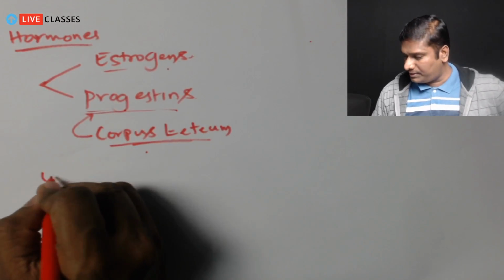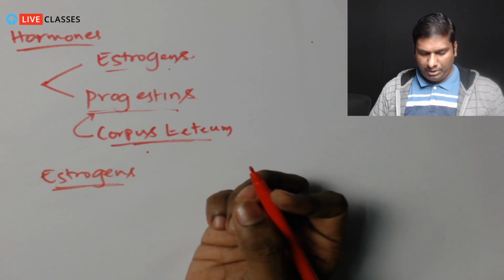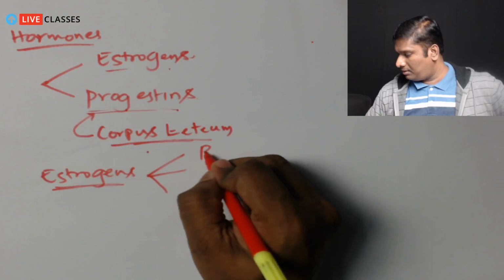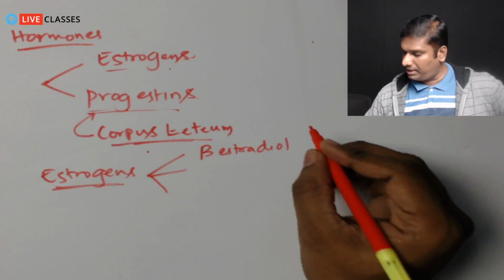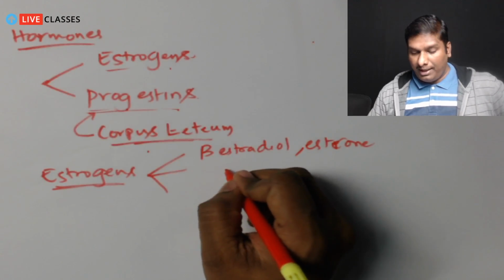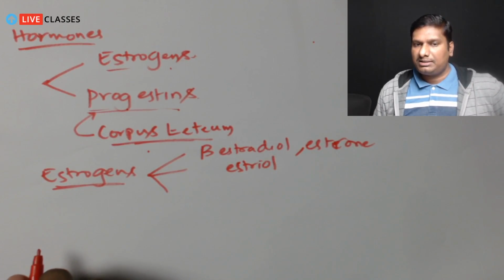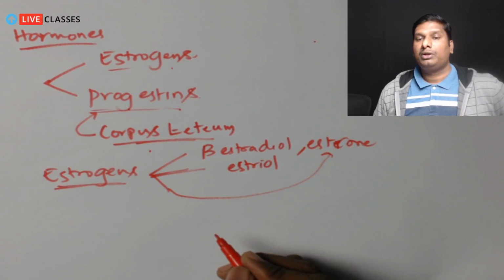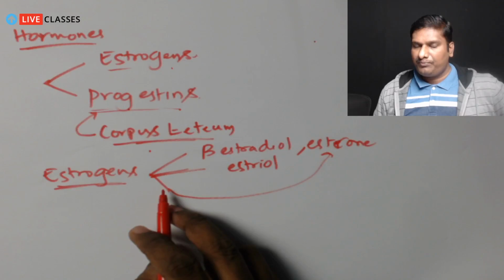Now let's look at the estrogens. What do they do? You have three major estrogens. One is your beta estradiol, then you have estrone, and then you have estriol. These are the three types of estrogens which are produced by the cortex region of the ovary.